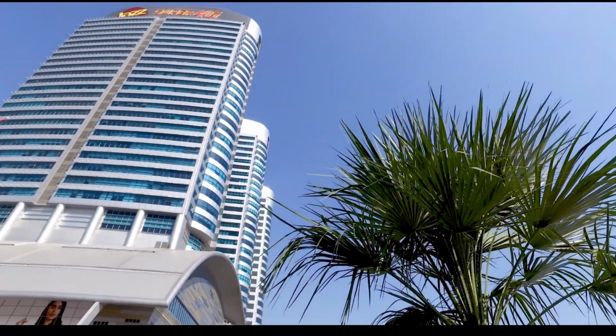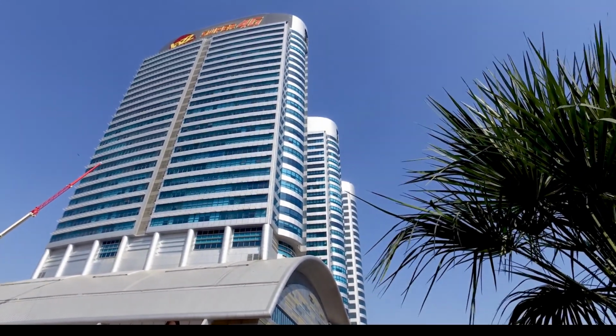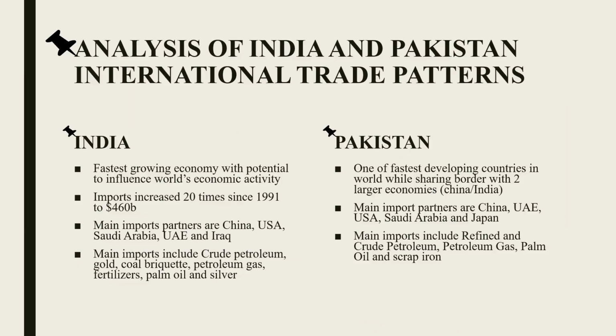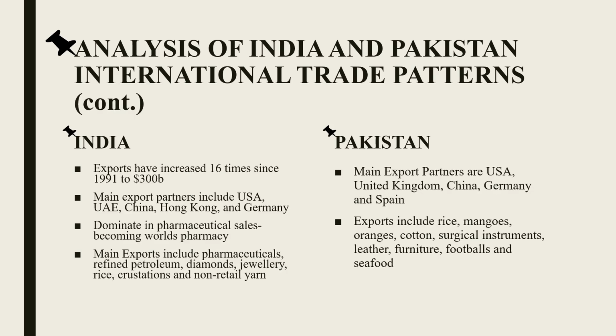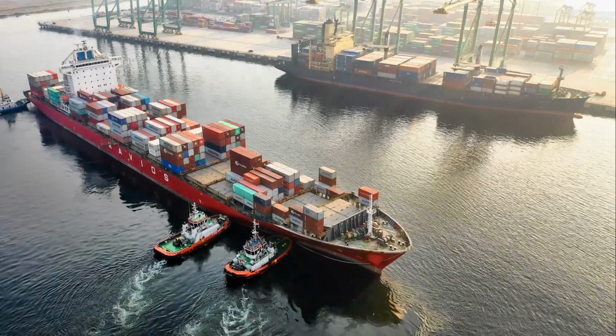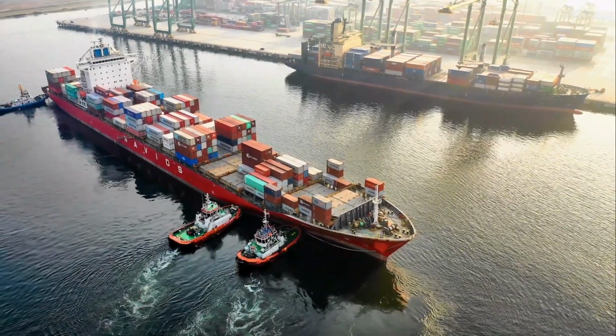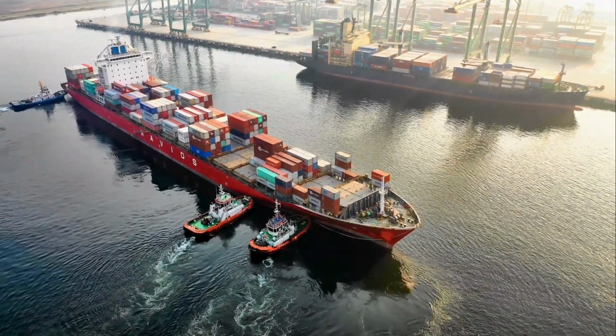Pakistan is one of the fastest developing countries in the world, while sharing a border with 2 larger economies. Their main import partners are China, United Arab Emirates, USA, Saudi Arabia, and Japan. Their main imports include refined and crude petroleum, petroleum gas, palm oil, and scrap iron. Main export partners are USA, United Kingdom, China, Germany, and Spain, while their exports include rice, mangoes, oranges, cotton, surgical instruments, leather, furniture, footballs, and seafood.